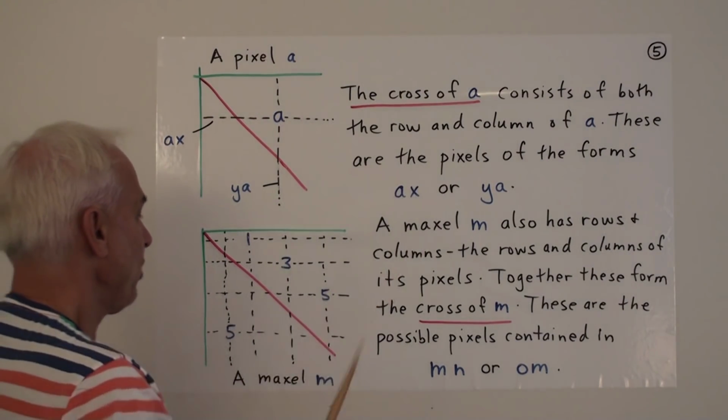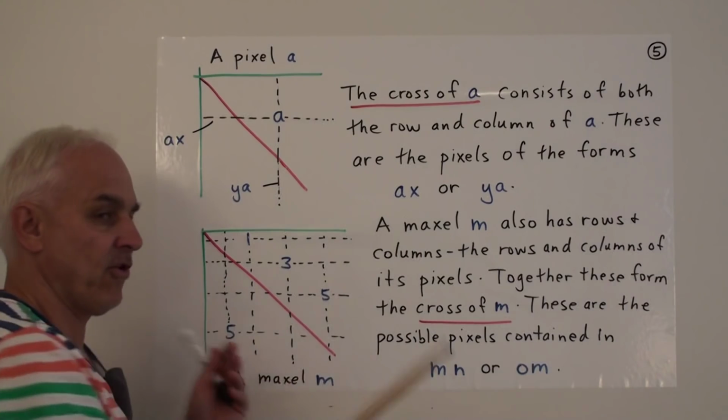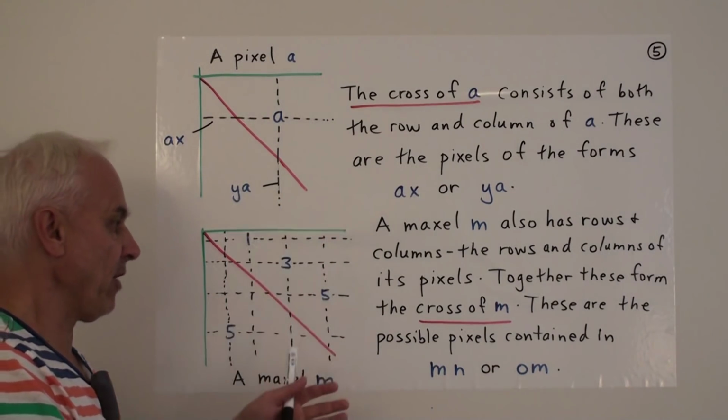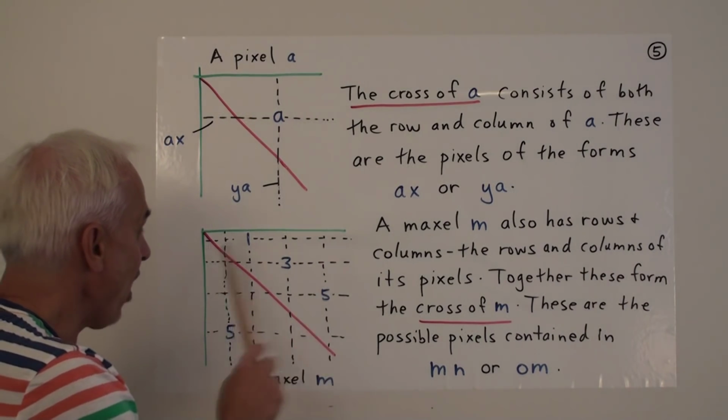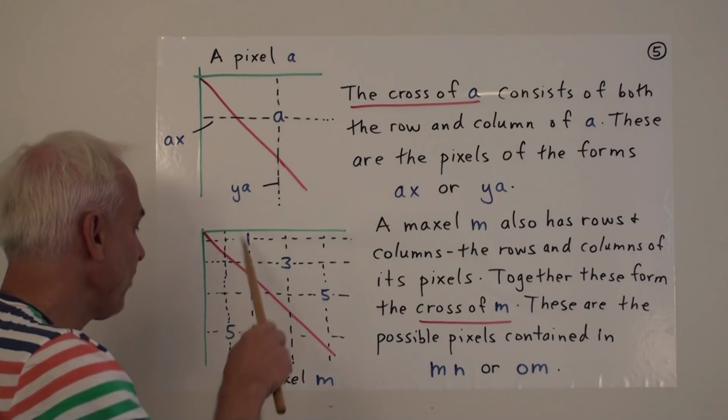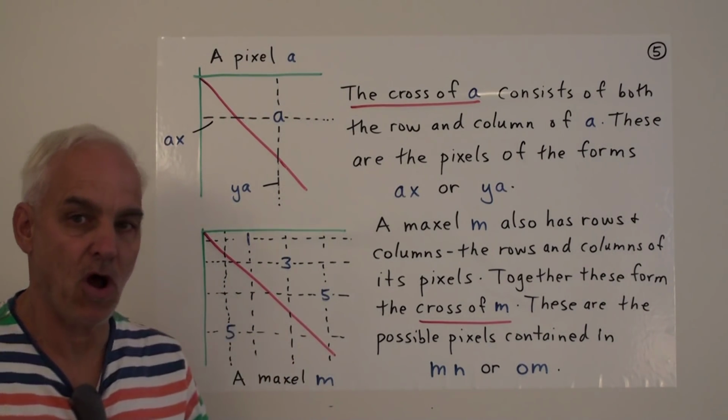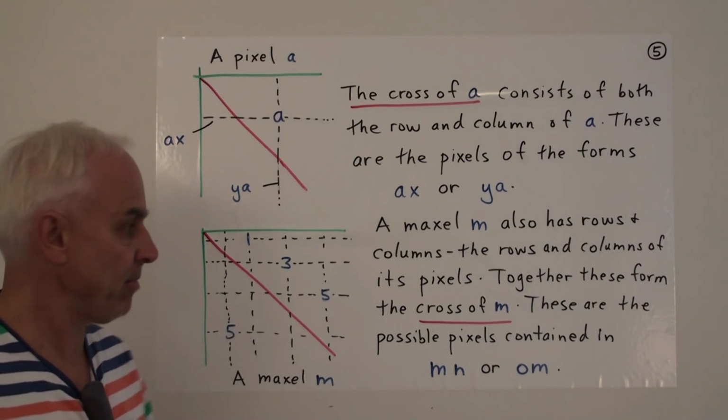And together, we'll say that this is the cross of M, sort of in correspondence with this thing here. So the cross of M consists of all these rows and columns through the various pixels of M.